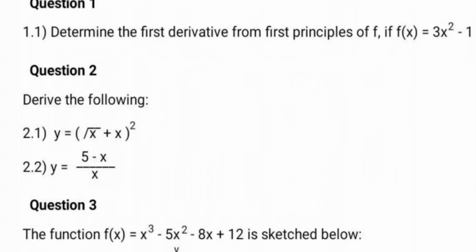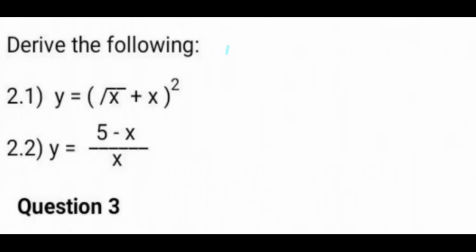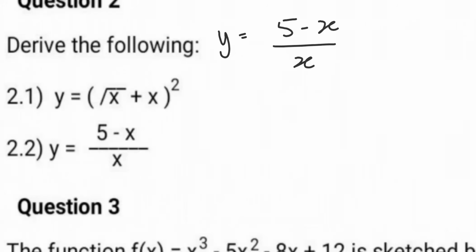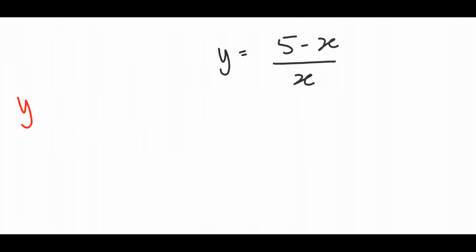Okay. So what do we have here? It's a quotient. We have 5 minus x over x. Okay, quotient simply means division or a fraction, like a ratio type. Now we can break this up just to make it simpler for us. We can break it up and it will look like this: 5 over x minus x over x.